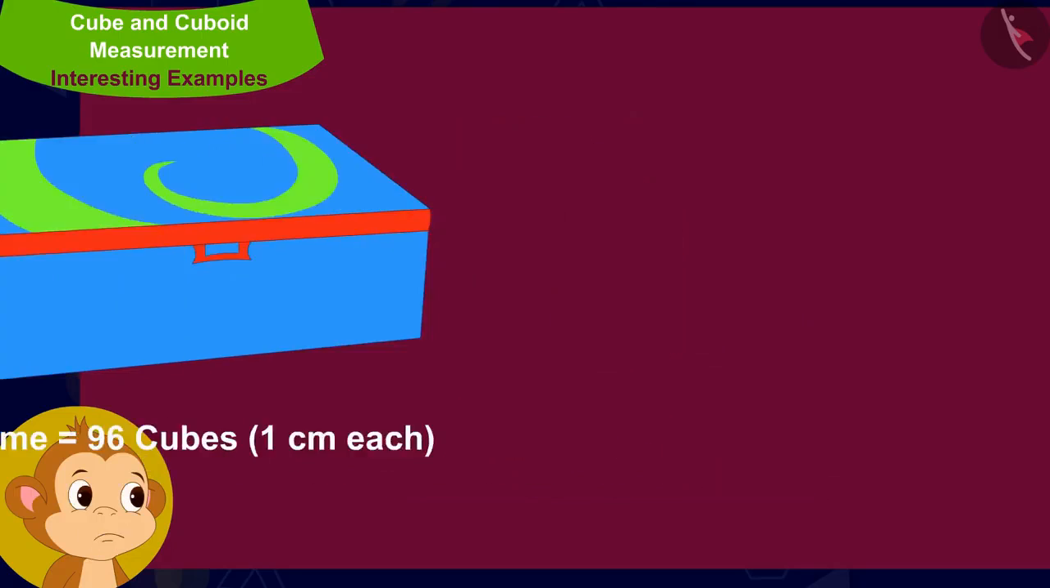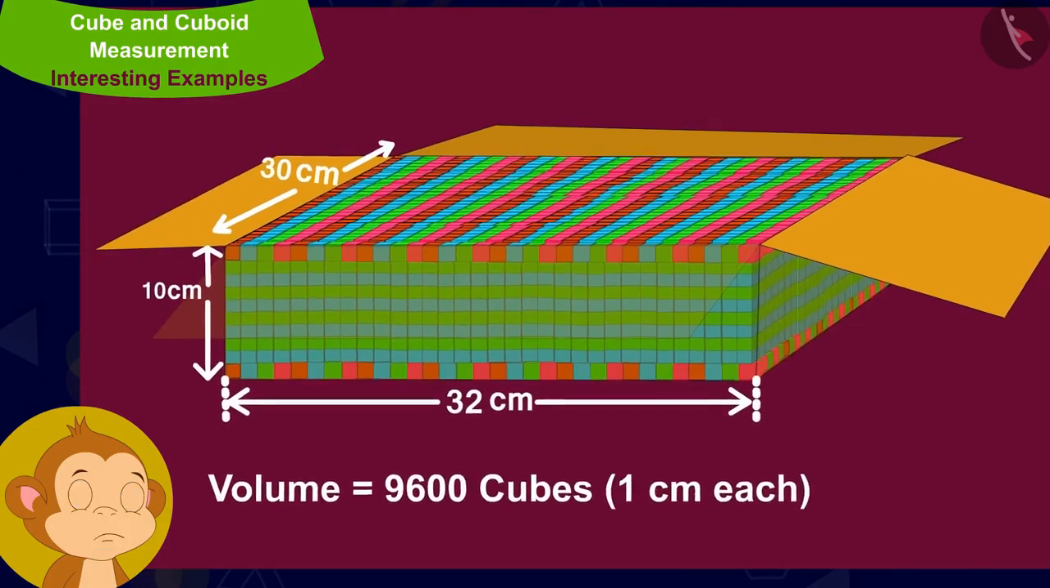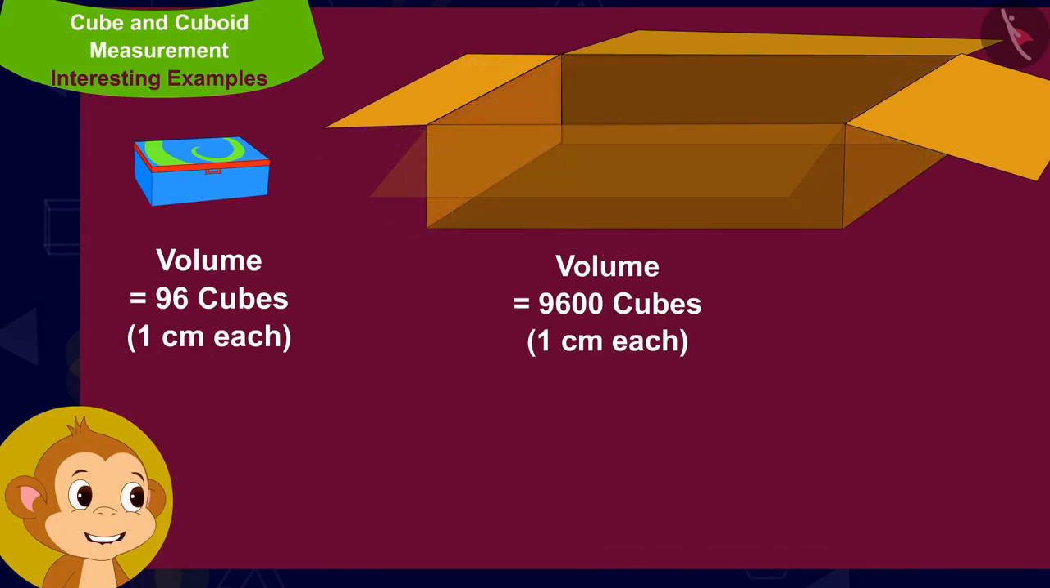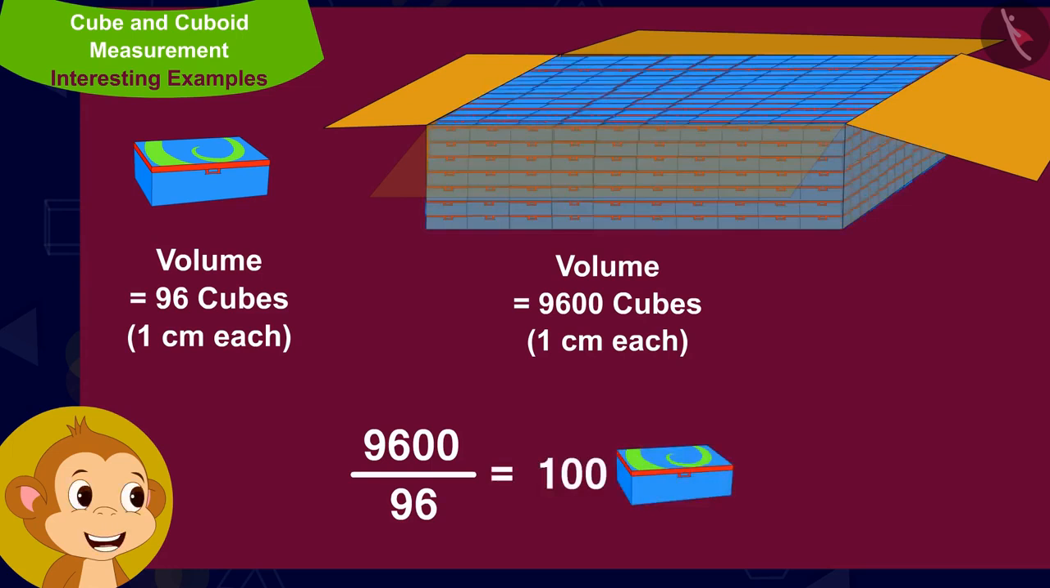And the volume of this cuboid shaped box is equal to 9,600 centimeter cubes. Therefore, in this box, 9,600 divided by 96. That is, 100 compass boxes will be there.